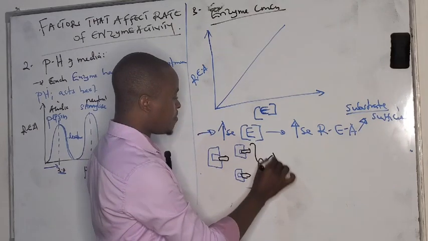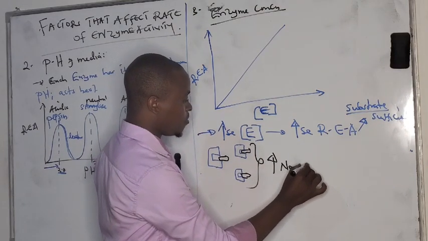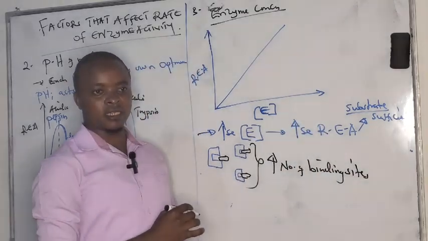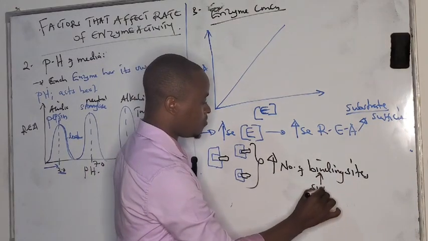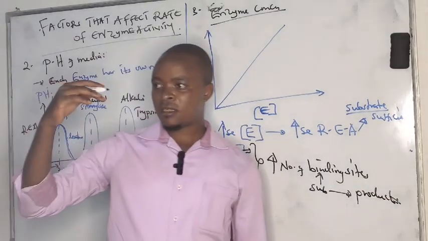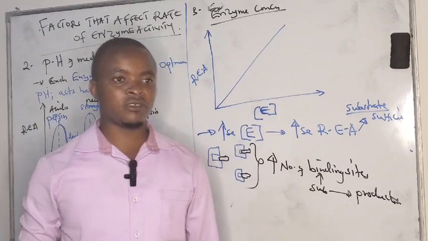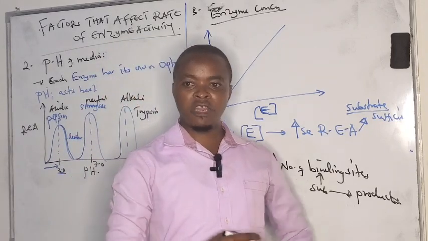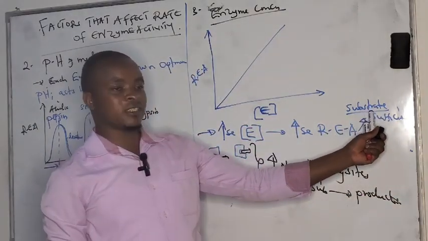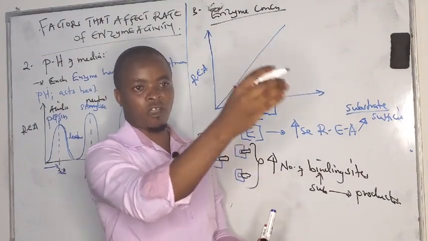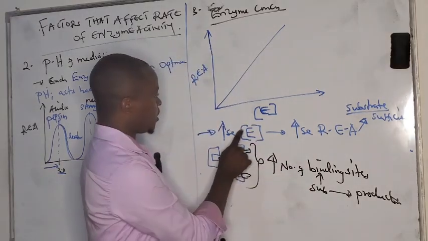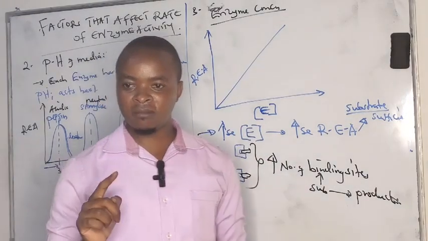How? By increasing the number of binding sites. When you increase the number of binding sites, the substrates come and bind to form products. That's how an increase in enzyme concentration increases the rate of enzyme activity. When you increase enzymes, you increase the binding sites, and when there are more binding sites and the substrates are sufficient, more substrates bind to form products. That is how enzyme concentration affects the rate of enzyme activity.